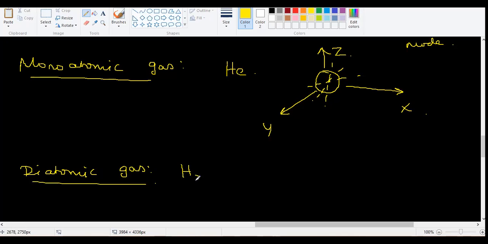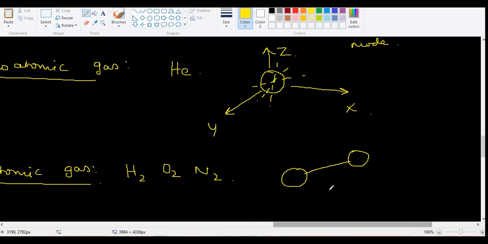Something like your hydrogen, oxygen, nitrogen. So these kind of gases, you can imagine something like a dumbbell. This is one atom, this is another atom. So it can be moving in the X direction, it can be moving in the Y direction, it can be moving in the Z direction.